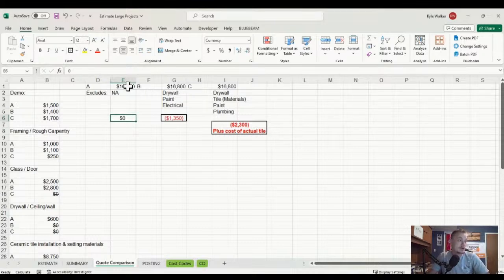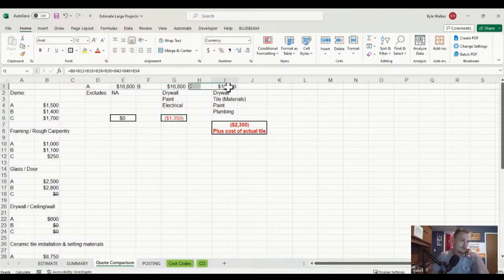Contractor B is $16,800 as well. However, he excluded drywall, paint, and electrical. That puts you at a deficit of $1,350, assuming you're using contractor A's pricing. What that means is that you're going to have to find a drywall guy that can get in there and paint. And then you're going to have to find an electrical guy if there's any electrical scope of work, installing a new exhaust fan or a light over the shower or what have you, replacing a vanity light. So you're in for $1,350 right there, even though these numbers are all the same.